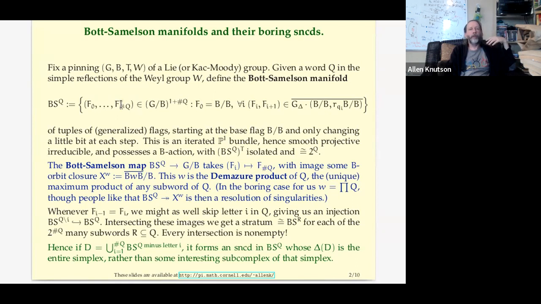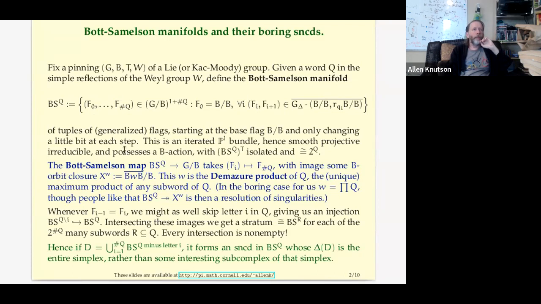It's smooth. It's got these points with two to the n many fixed points. It's projective. It's a great variety. And I'm stating it here with a general group, but you can just think I've got this tuple of flags, each one of which is almost equal to the previous. And I get this iterated bundle of P1s.